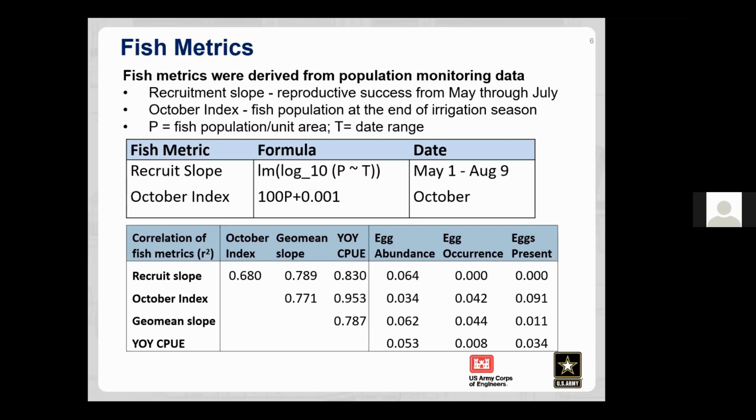We developed a couple other indices. They performed all right. What you see in the second table is that these metrics, the fish metrics, are correlated with one another. And that makes sense because they're derived from the same data set. For comparison, I just plugged in some of the metrics from the spawning monitoring. And what you see is that that data is even noisier than the fish data and has a lower correlation. So our emphasis is really going to focus on recruitment slope and October index.